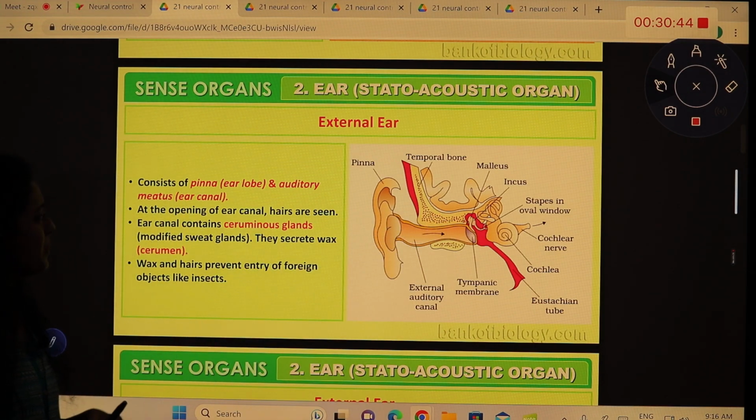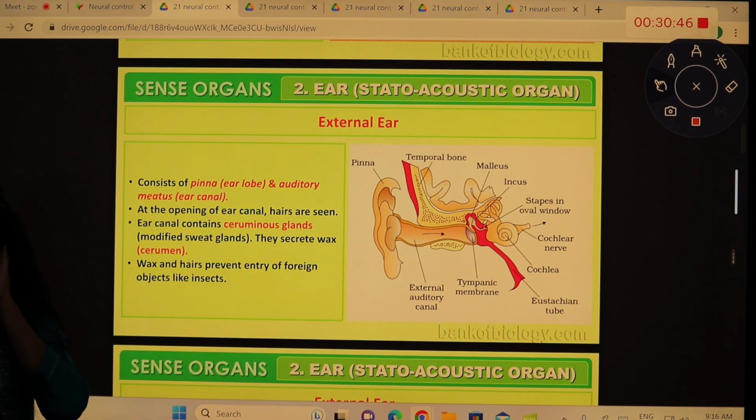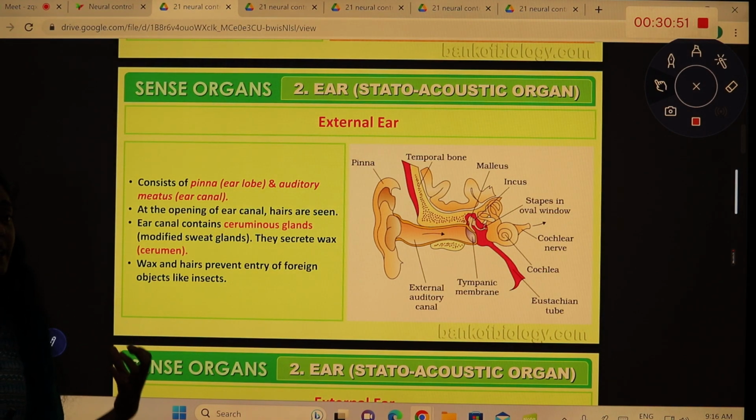Let's start with the ear pinna. Why do we have an ear pinna? To concentrate the sound waves. Mammals have better hearing because we have an ear pinna. So this ear pinna will help in concentration of sound waves.